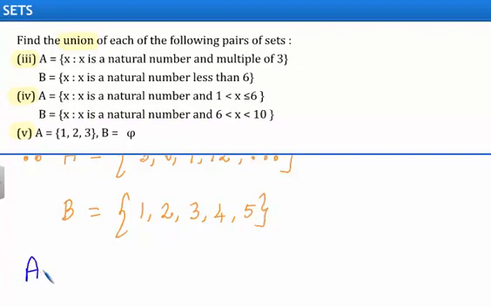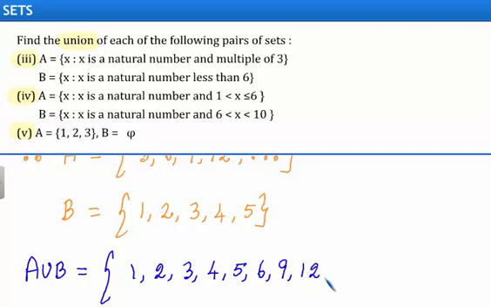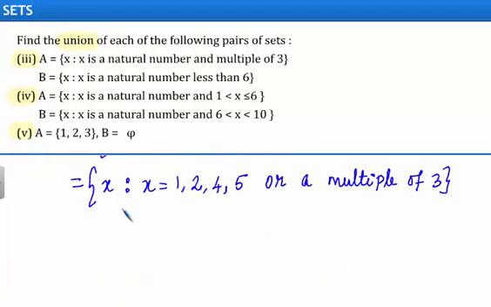Now let us find A union B. We know that A union B is equal to set of elements which are in set A or in set B. So they are 1, 2, 3, 4, 5, 6, 9, 12 and so on. We can write A union B in set builder form as set of X such that X is equal to 1, 2, 4, 5 or a multiple of 3.